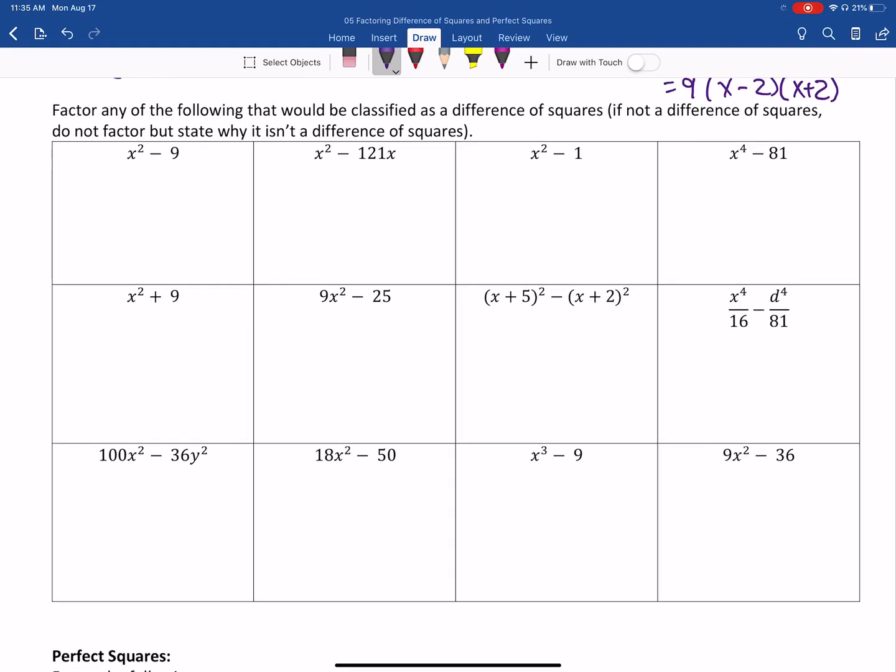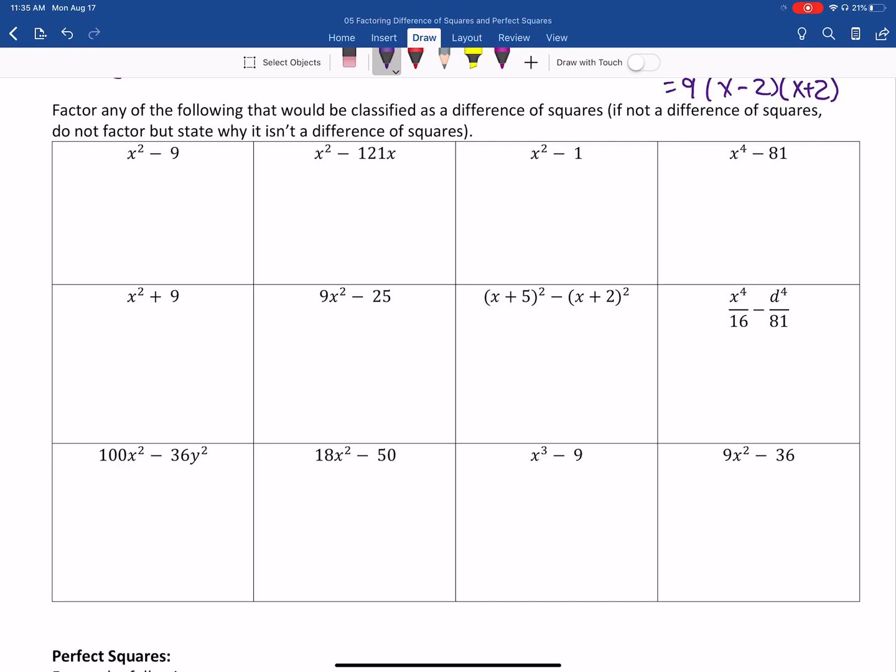This would be a really great activity for you to try on your own, because you learn more from your mistakes than you do from learning the first time. So just give this a go and see what you get and what your guesses are. It says to factor any of the following that would be classified as a difference of squares. That was a rule that we just came up with in the previous video.